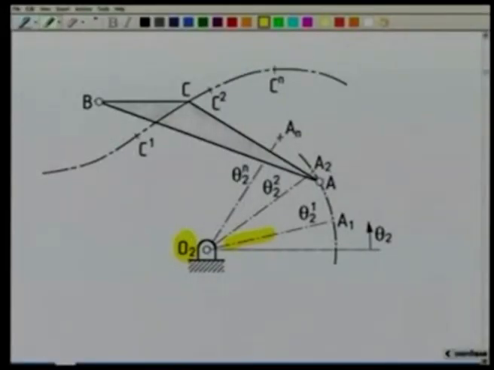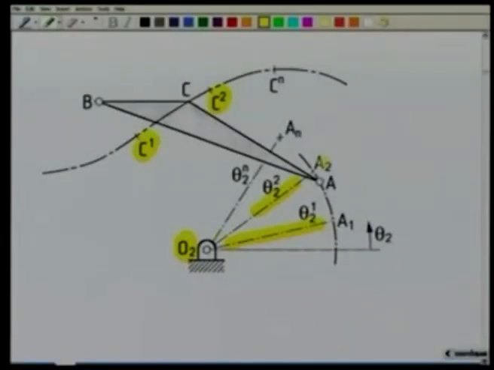So, what we mean is that when the coupler point C is at C1, I want the input link O2A to be along this line O2A1, that is theta 21. This theta 2 is measured from some reference line. When the coupler point C goes to C2, I want the input link to be along this line, that is O2A2, and when the coupler point comes to Cn, the input link O2A must be along this line O2AN.